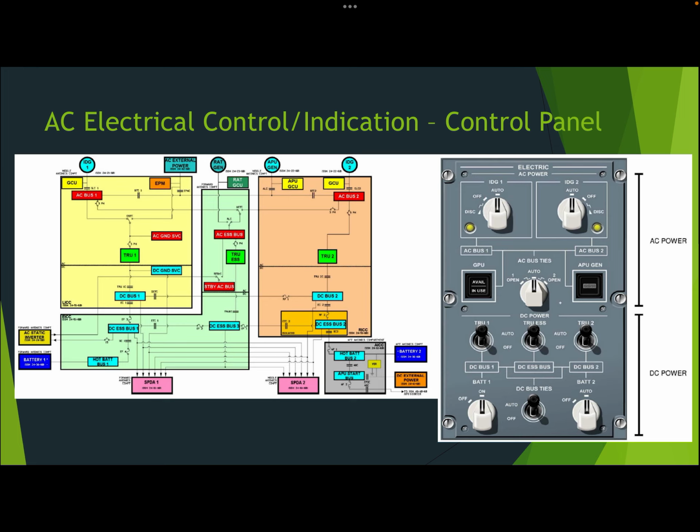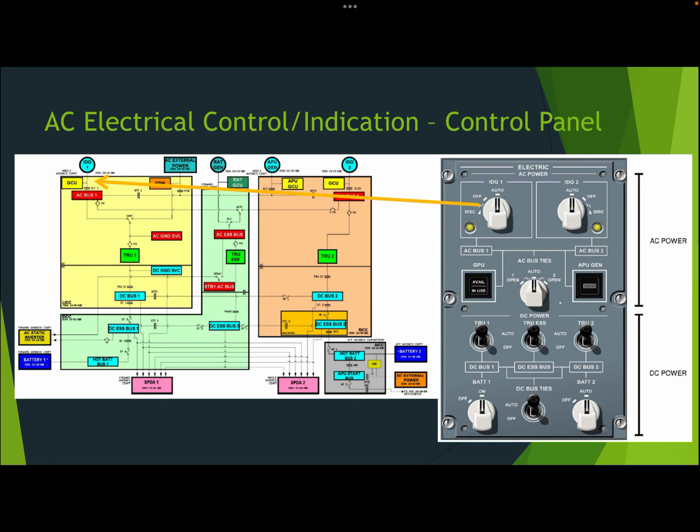This is a split bus design. And then on the right is the associated electrical power control panel that would be located in the flight deck. And we're going to focus in this section on the AC portion. On the schematic here, the AC portion is everything in this upper area, and the controls that align with that are also in the upper half of the control panel.